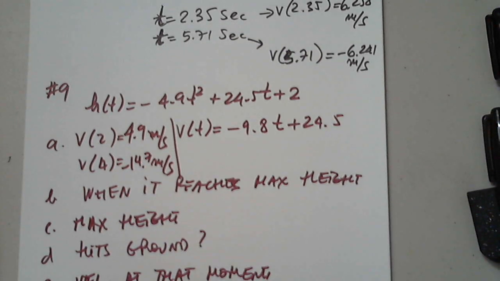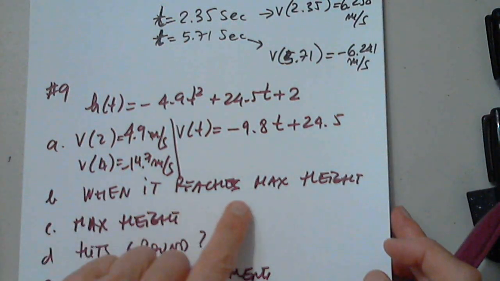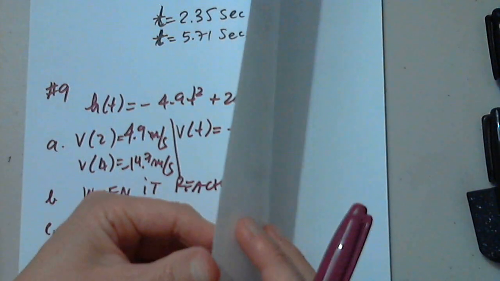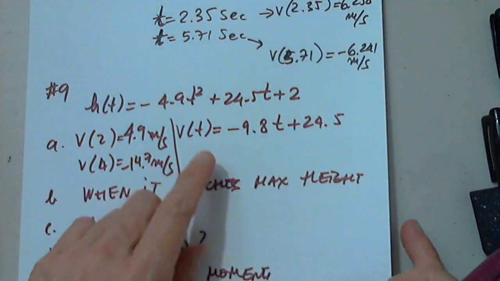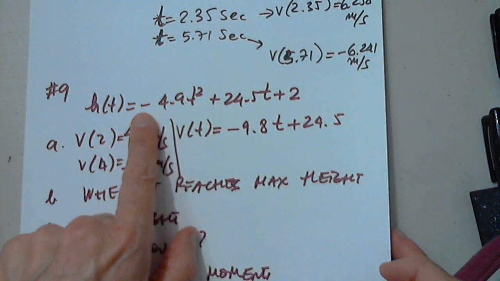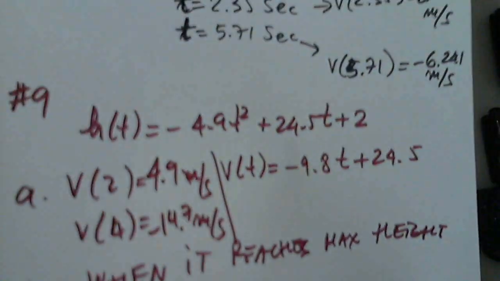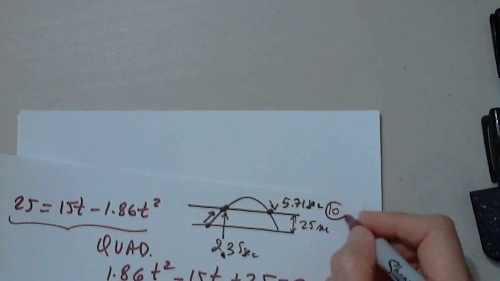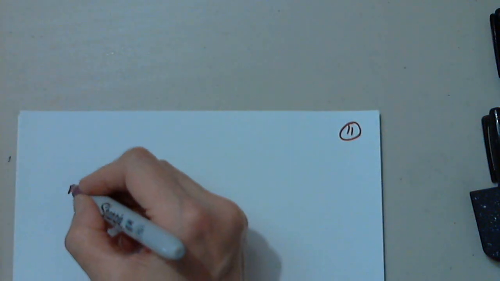Okay, now when it reaches the maximum height, this is basically a step closer to chapter 4. We know that this has a maximum. It's quadratic with a negative leading coefficient. So I'll come back to the rest in a moment. Oh, I think that this is, yes, 10. This is 11. Okay.